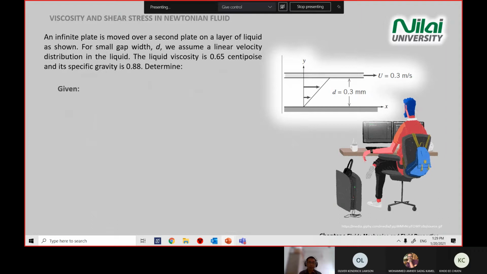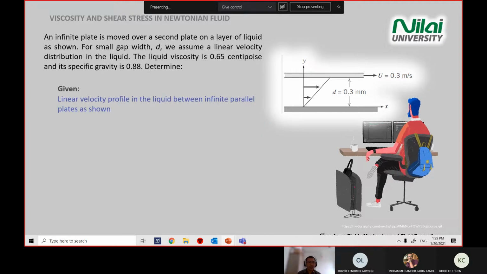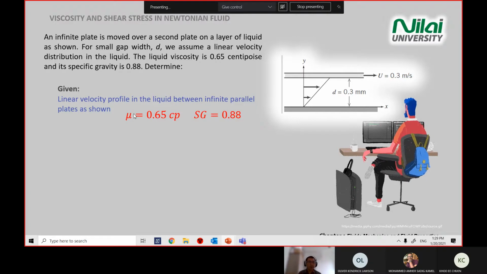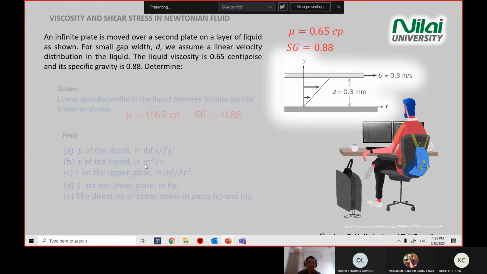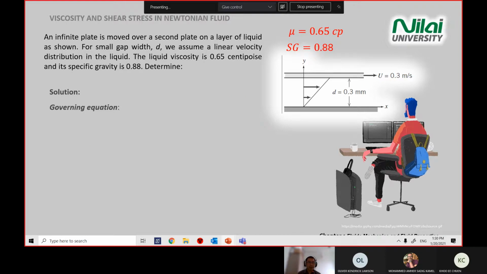Now again, we recall the 9 steps that we learned. First, write out all the parameters given in the question. So we have mu, dynamic viscosity, equal to 0.5 centipoise or Cp, and the specific gravity is 0.8. The next one is to find all these parameters. So we try to solve.